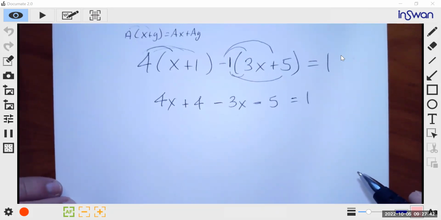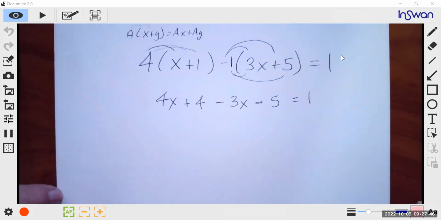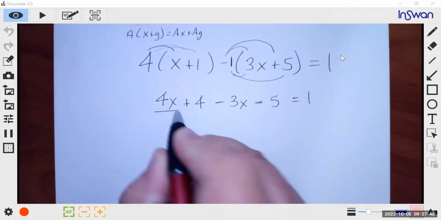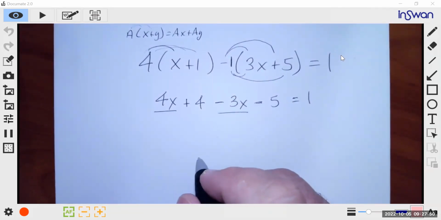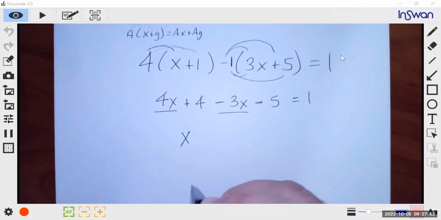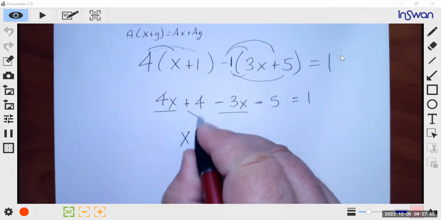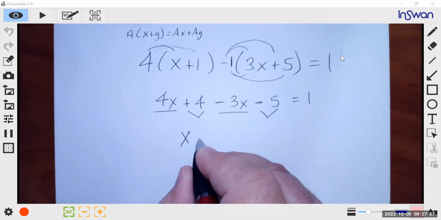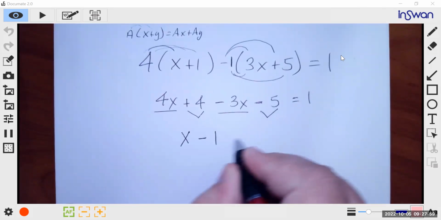Whenever you get rid of parentheses, always combine like terms next. 4x minus 3x. So 4 minus 3 is 1. Positive 4, negative 5. 5 is bigger. 5 minus 4 is 1.